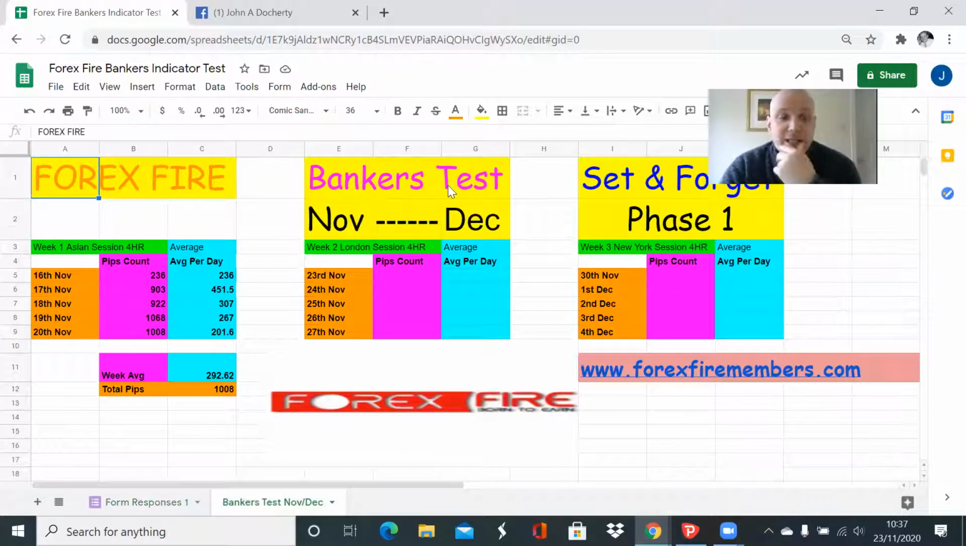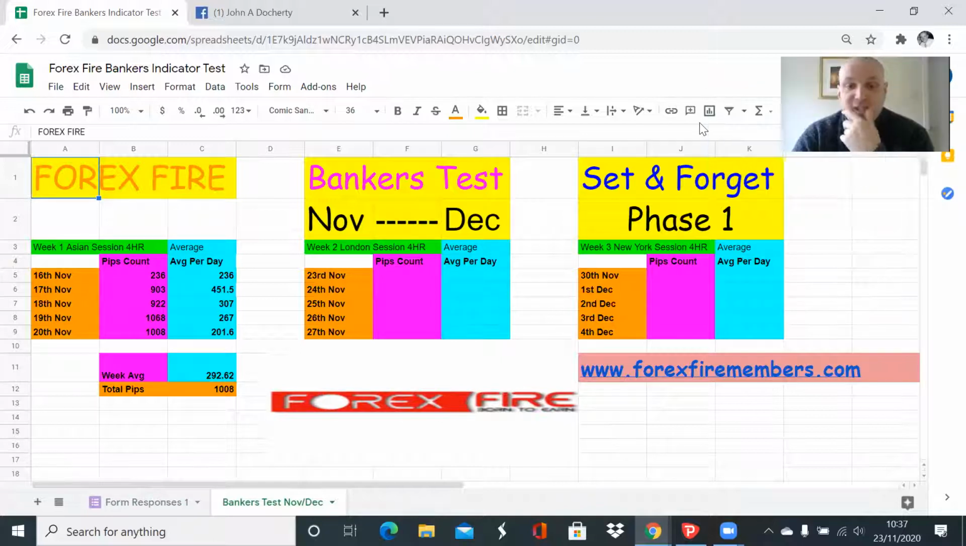This is again the Bankers test. It's November going into December. We are on a set and forget. It's phase 1. We've done week 1, you can see the rundown here. We ended up 1,008 pips, and it was a weekly average of 292.62. We are now into week 2. We're doing the London session, 4-hour, and then next week we'll go to week 3, New York session.